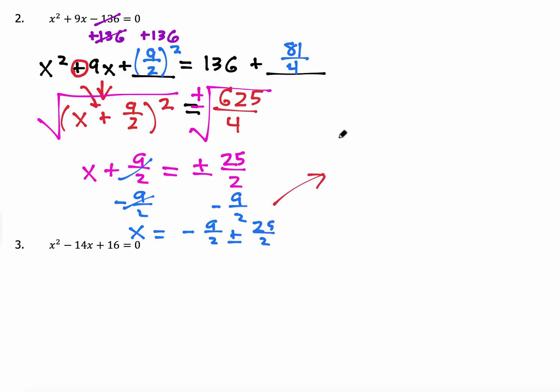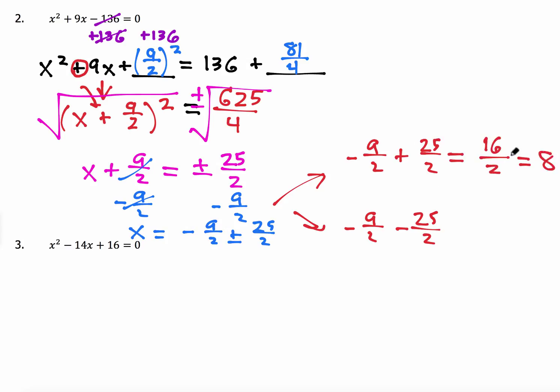So that's going to give me, again, two answers, negative 9 halves plus 25 halves, and then negative 9 halves minus 25 halves. Negative 9 halves plus 25 halves is going to give me 16 over 2, which is just 8. And then negative 9 halves minus 25 halves, that would be negative 34 over 2, which is just negative 17. So we get two answers for this one, and that's negative 17 and positive 8.